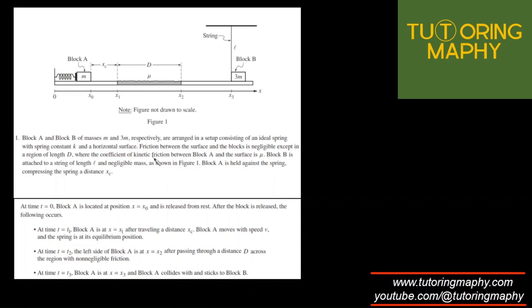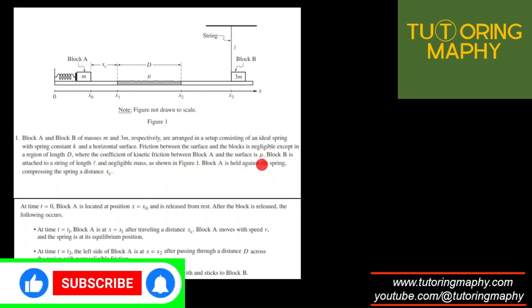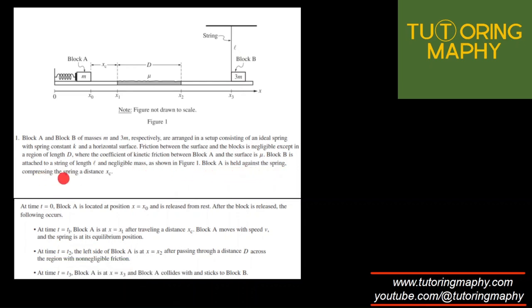Friction between the surface and the blocks is negligible except in a region of the length d. So this is the length d in which there is friction, otherwise it's frictionless. The coefficient of kinetic friction between A and the surface is mu. Block B is attached to a string of length L and negligible mass, shown in figure 1. Block A is held against a spring, compressing the spring to a distance of xc.